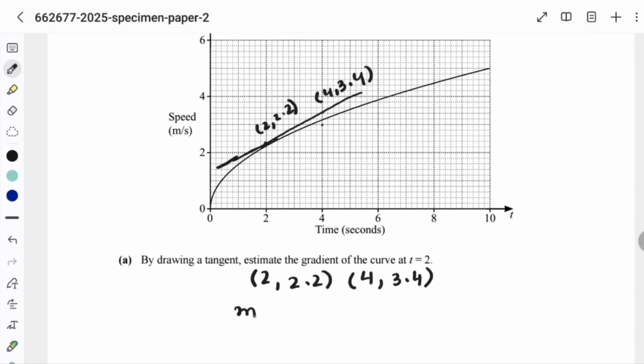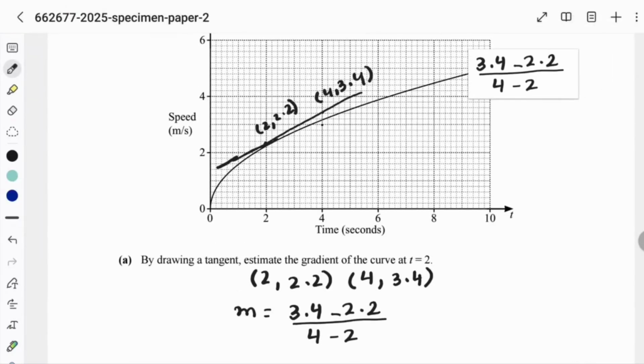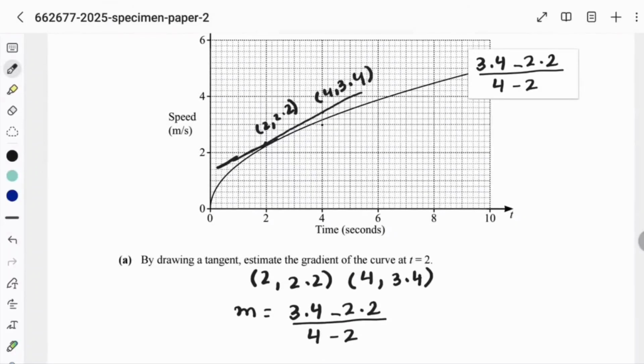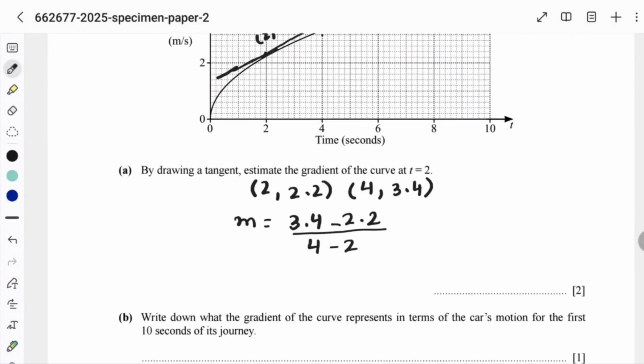The gradient formula is (y2 minus y1) upon (x2 minus x1). So (3.4 minus 2.2) upon (4 minus 2). Okay, calculator. 3.4 minus 2.2, then 4 minus 2. Then your answer is 0.6.